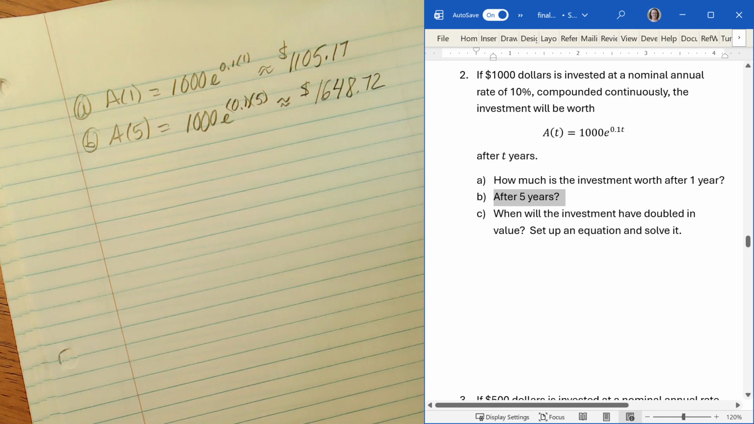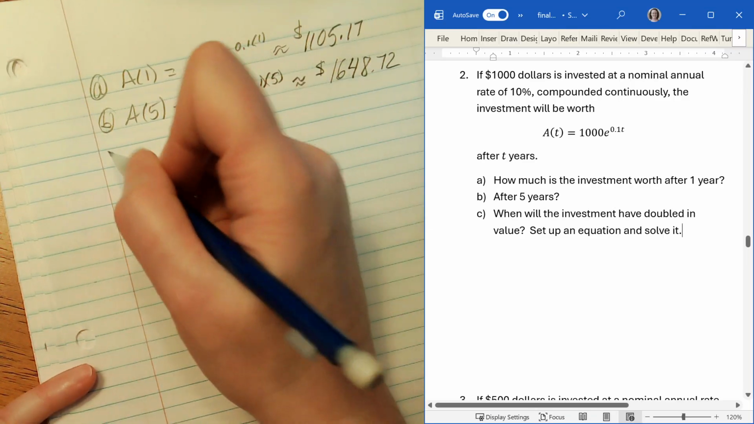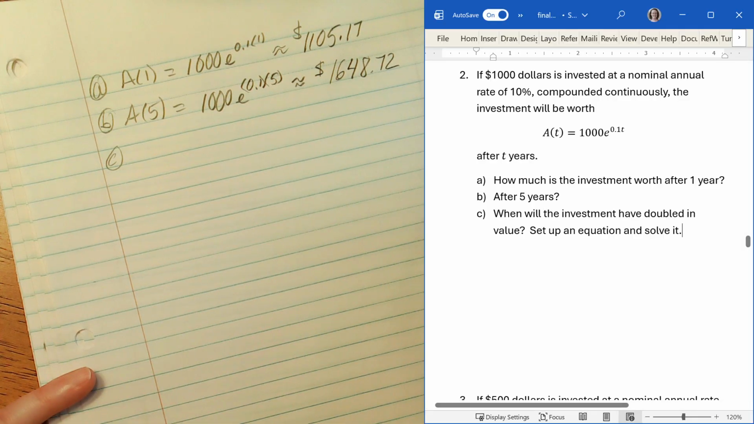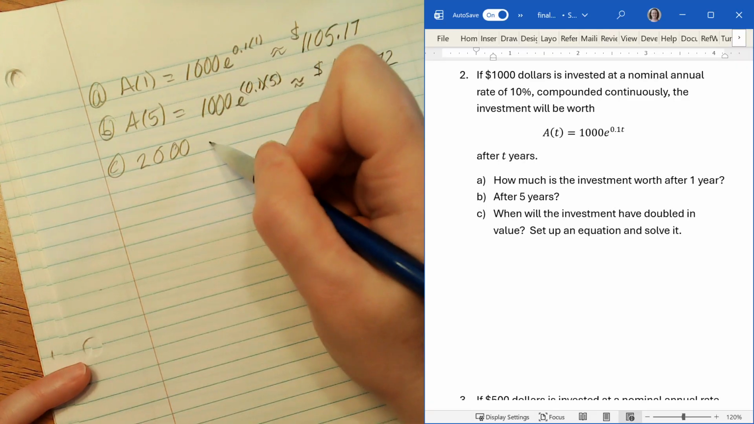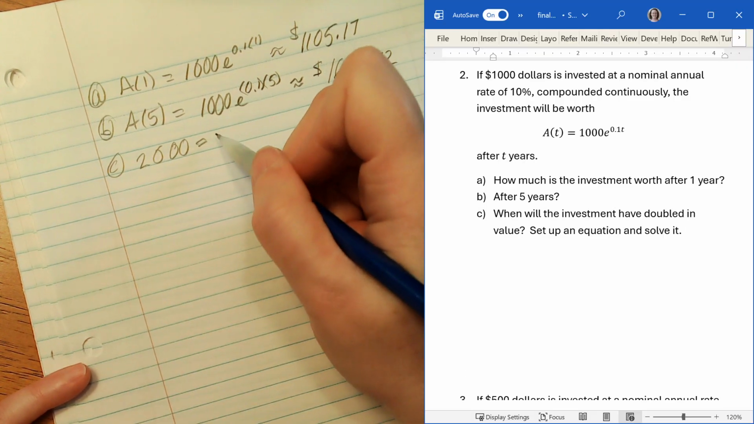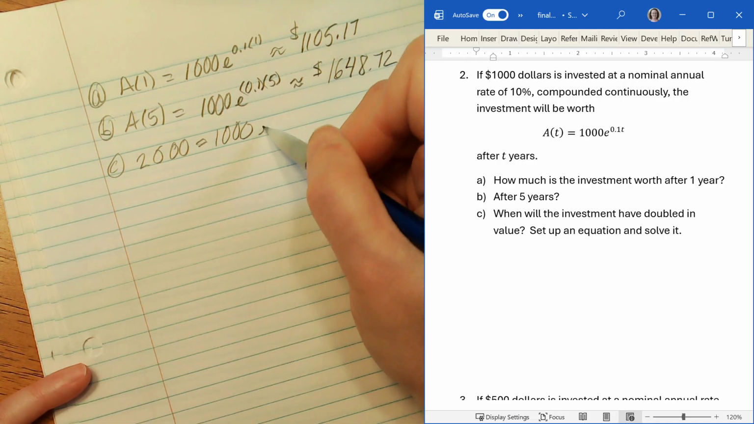All right, and lastly, when will the investment have doubled in value? Set up an equation and solve it. So doubled means from when we first invested it. So when will we have 2,000, in other words? So this is my equation. If I want to know when the function equals 2,000, then literally just set it equal to 2,000.